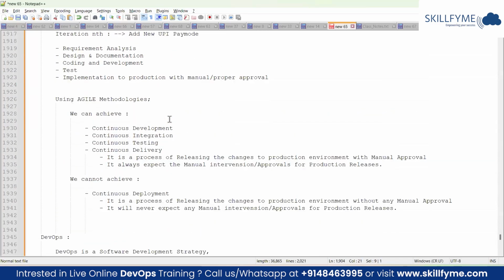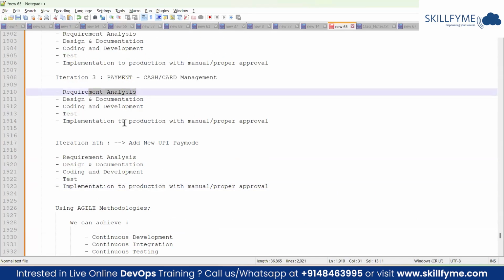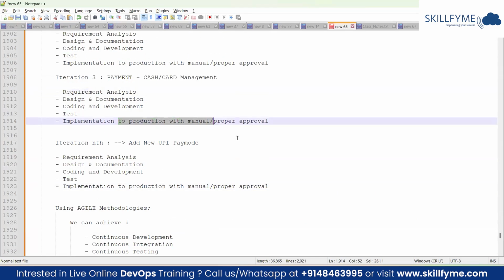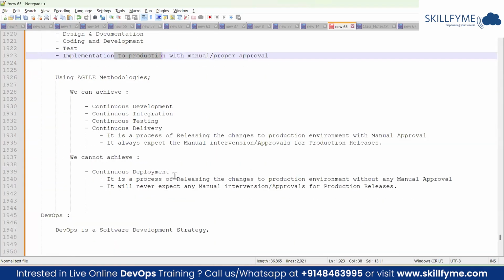Because of this, there will be a gatekeeper who will review and approve for production release. Because without proper knowledge, if you simply move to production, it might impact your entire production application. So from that perspective, we do a final review and move it. That's the reason why we need this approval process in Agile methodology.